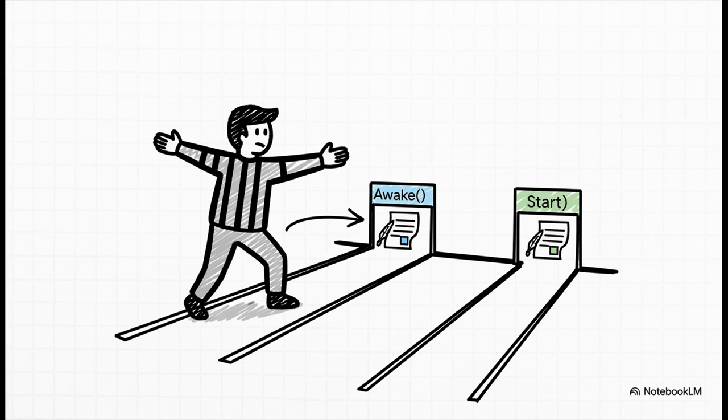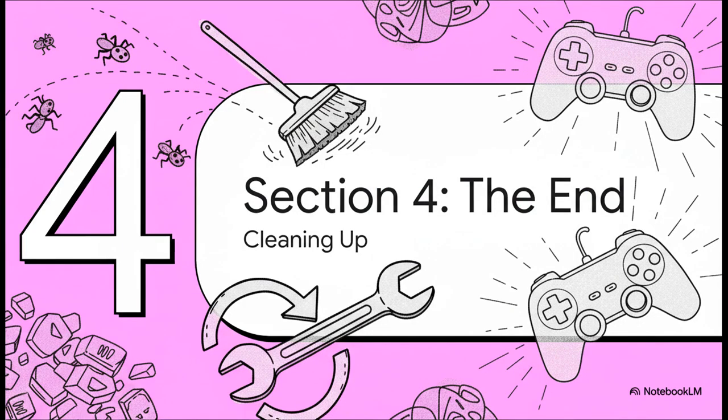By putting your code in the right lifecycle function, Awake, Start, Update, LateUpdate, you are explicitly telling Unity, hey, this code has to run before that other code. You take control of the timeline. You make the unpredictable predictable. The race is over.